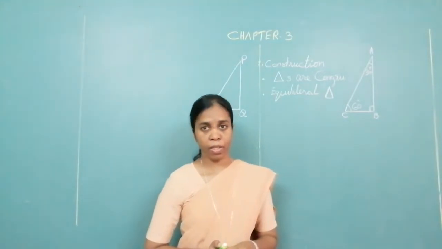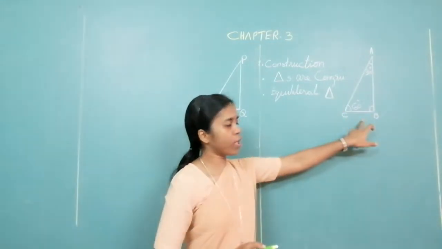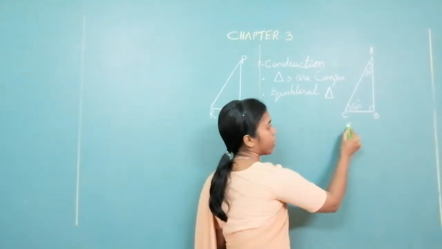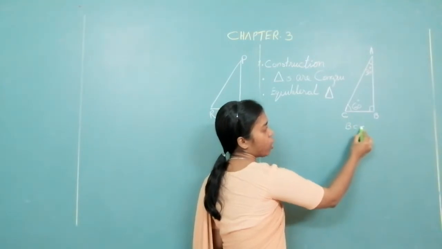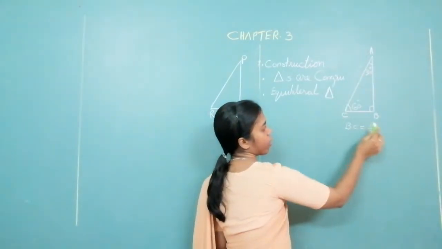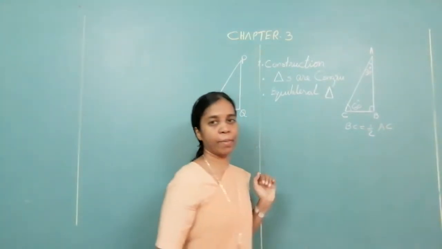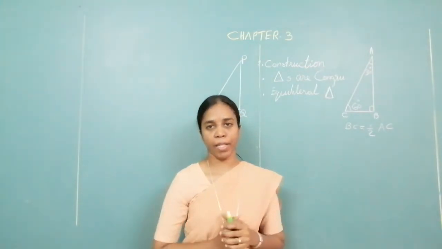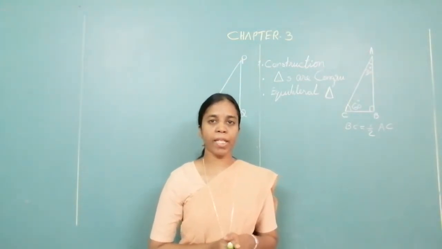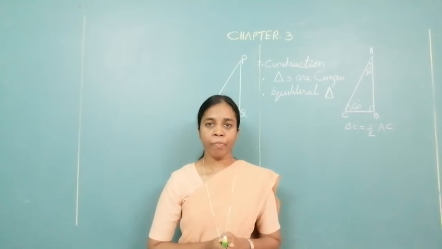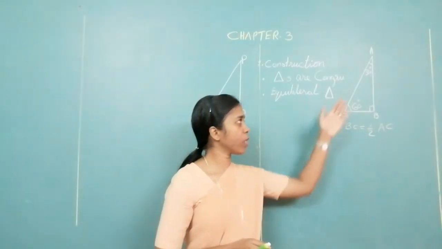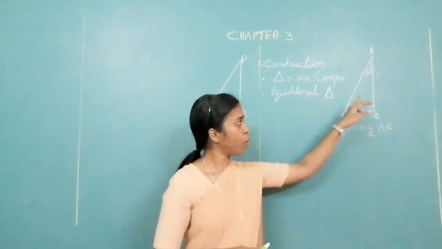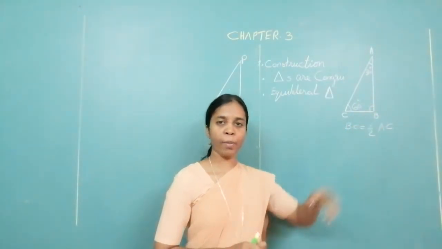Then the side opposite to 30 degrees, that is BC, is equal to half of the hypotenuse. What is the hypotenuse? AC. This is a property of the 30, 60, 90 degree triangle. What does it say? The side opposite to 30 degrees is half of the hypotenuse.